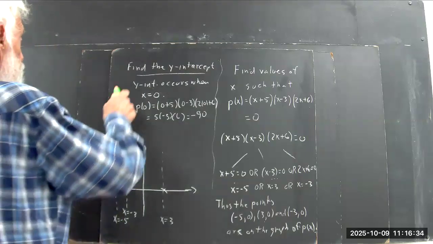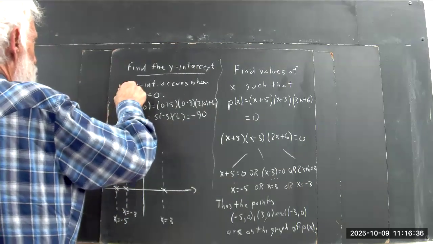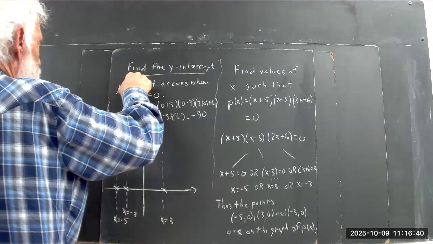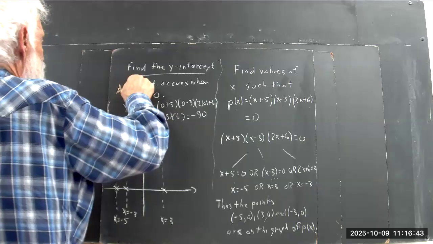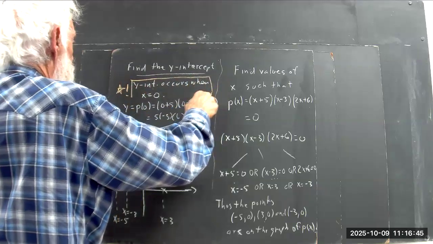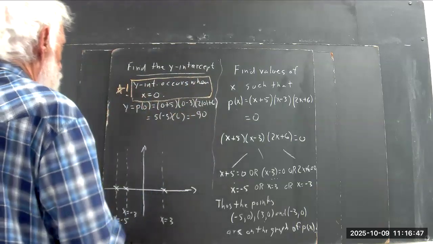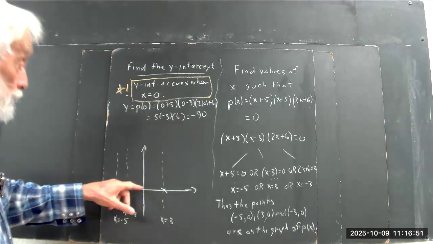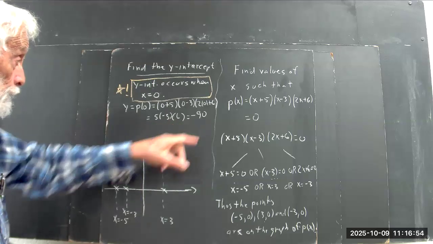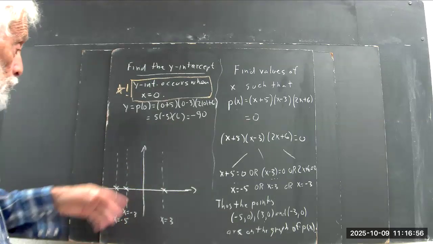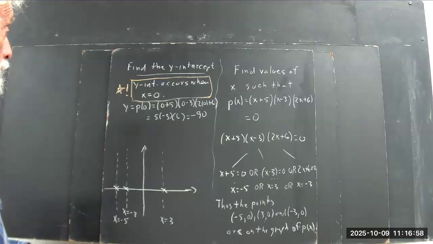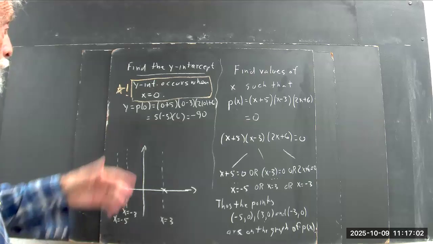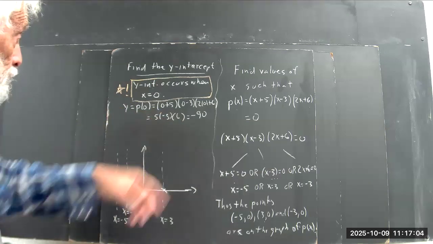Now I'm going to emphasize this with a star and an exclamation point. On the y-axis, x is 0. So if you plug in 0, you're going to get the y value for the point on the y-axis. And if I multiply correctly, this is what I get.